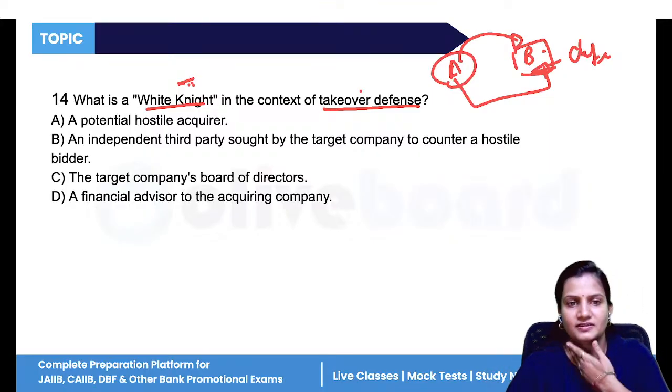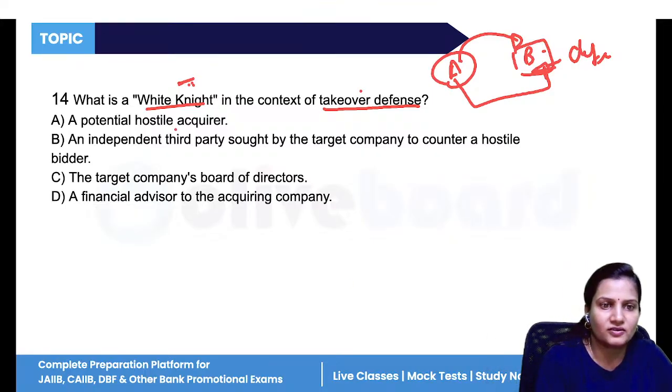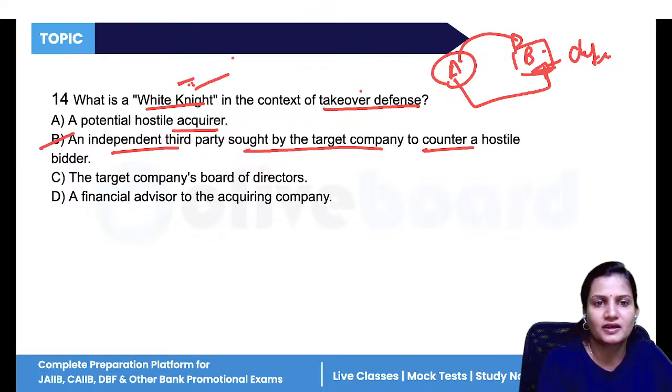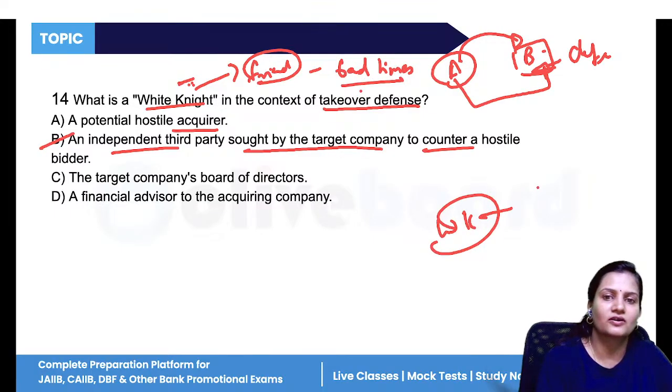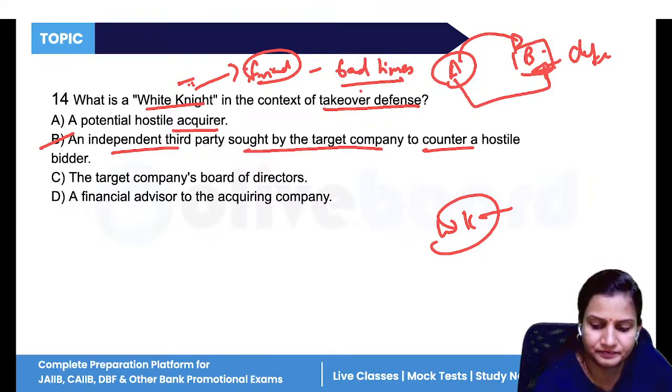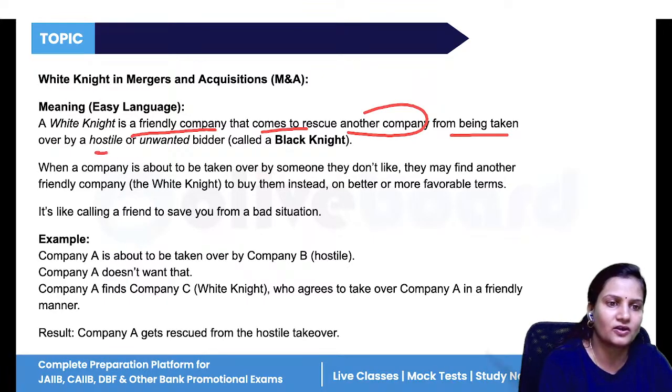Now what is this white knight? A potential hostile acquirer, an independent third party sought by the target company to counter a hostile bidder. Means white knight is what? Just like you can say a friend who is helping you in your bad times. Just understand it like this. A white knight is just like a friend helping you in your worst time. That is white knight. So what is white knight? It is a friendly company that comes to rescue another company from being taken over by the hostile.